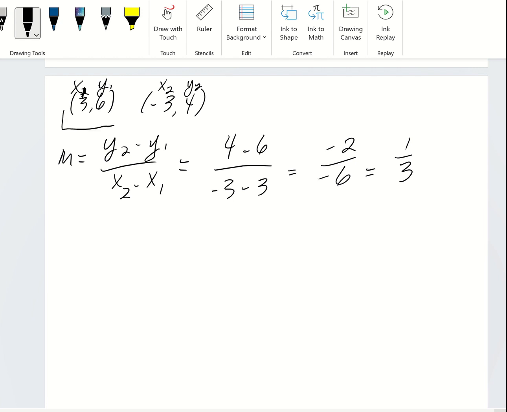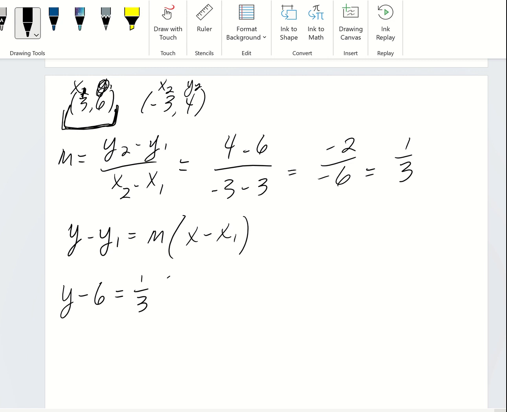Now I'm going to use point slope form to write an equation for the line. So I'm just going to choose this point for point slope form. If you choose the other one, you're going to get the same answer. So remember, point slope form is y minus y1 is equal to m times the quantity x minus x1. So I can do y minus 6, that's y1, is equal to 1/3 times the quantity x minus 3. Okay, that's step 2. Now I'm in point slope form.